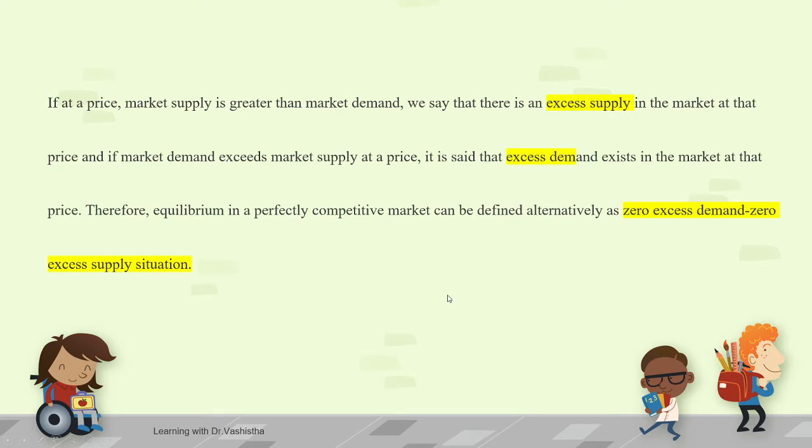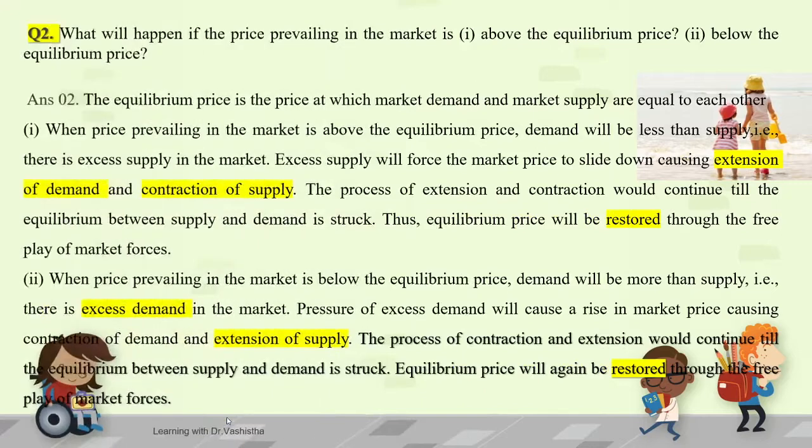Therefore, equilibrium in a perfectly competitive market can be defined as a zero excess demand, zero excess supply situation, meaning to say that there won't be any excess demand nor any excess supply. So the demand is completely equal to the supply. That is the condition for equilibrium.